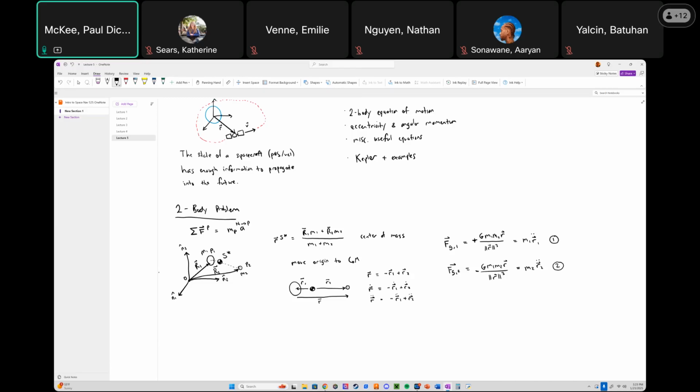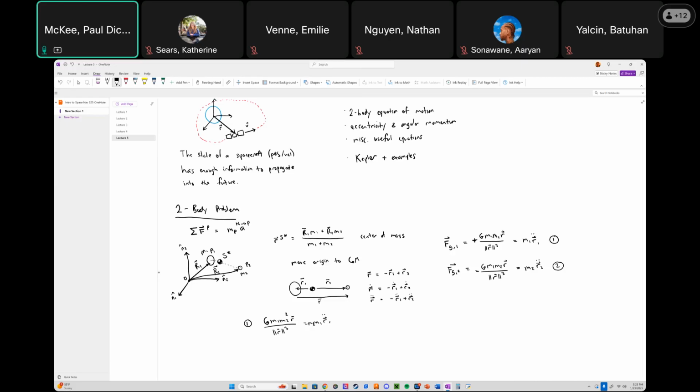Now, equation 1, if you take G m1 m2 r over r cubed is equal to m1 r1 double dot. What I'd like to do is multiply both sides of this equation by m2. So there's an m2. This would get m2 squared. Okay?